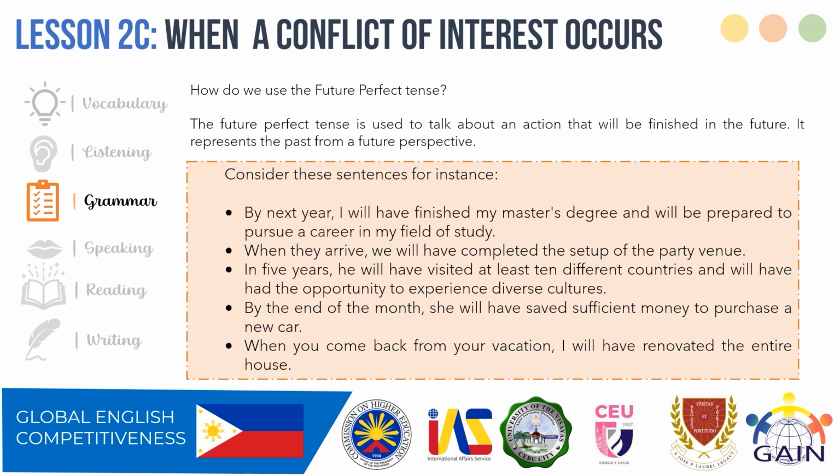So, how do we use the future perfect tense? The future perfect tense is used to talk about an action that will be finished in the future.